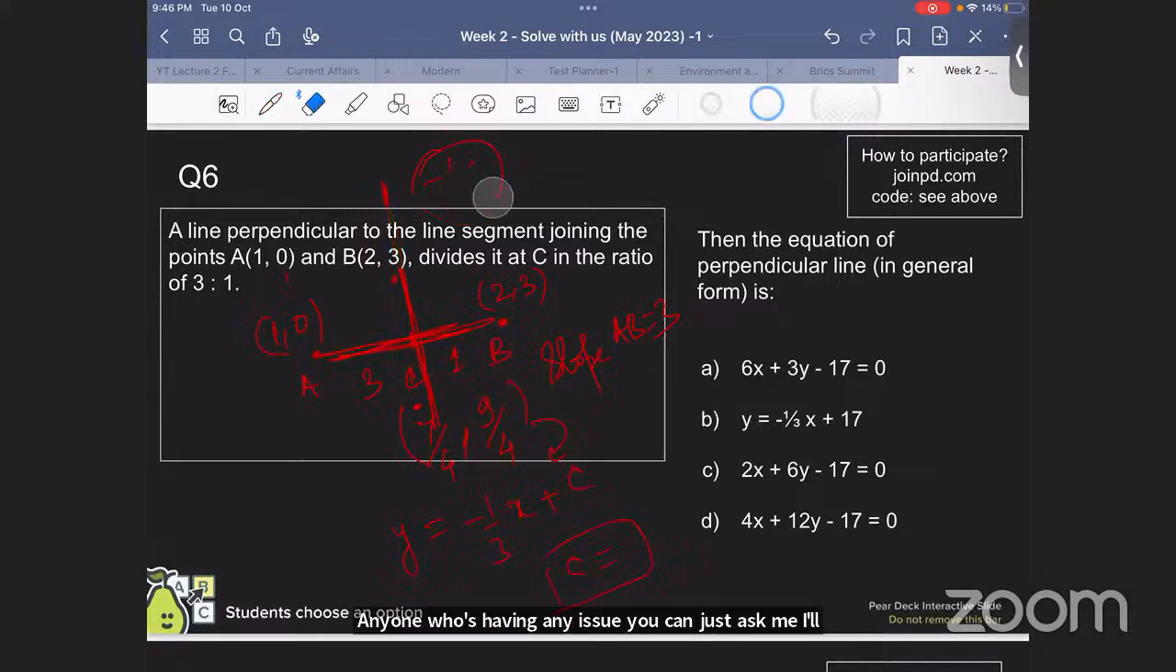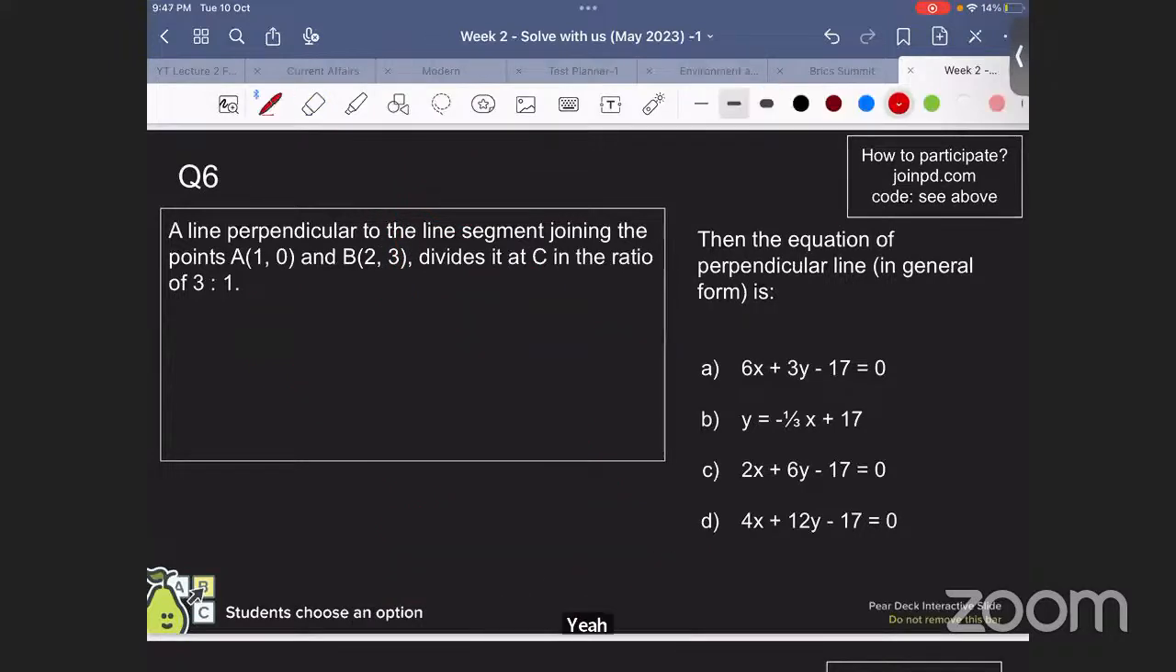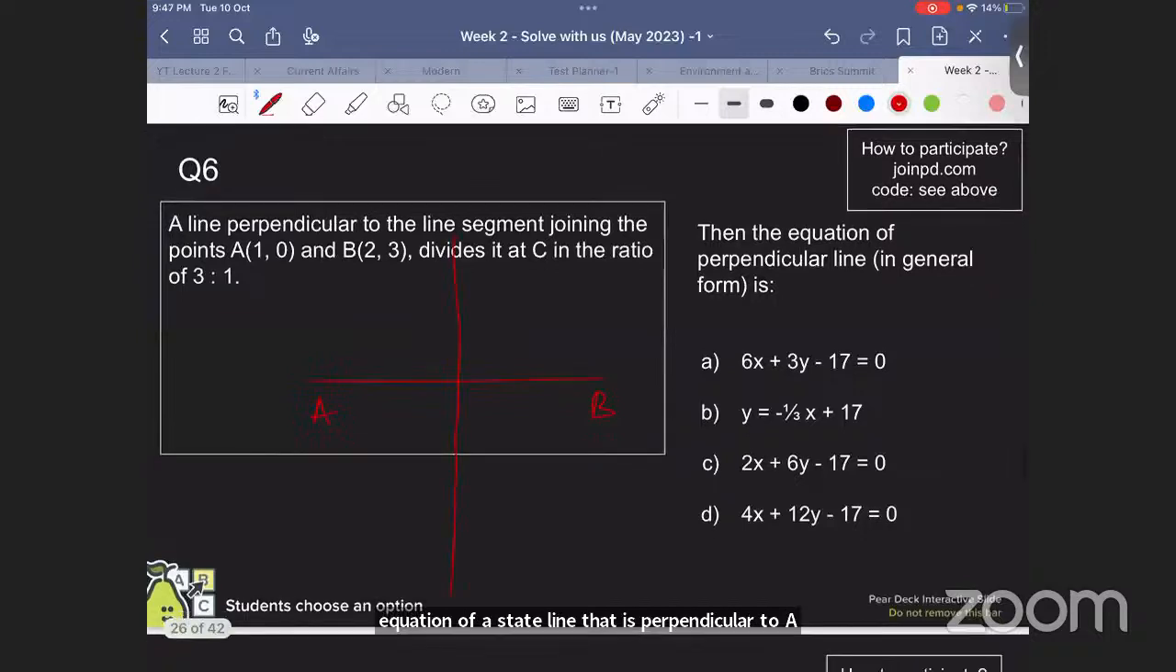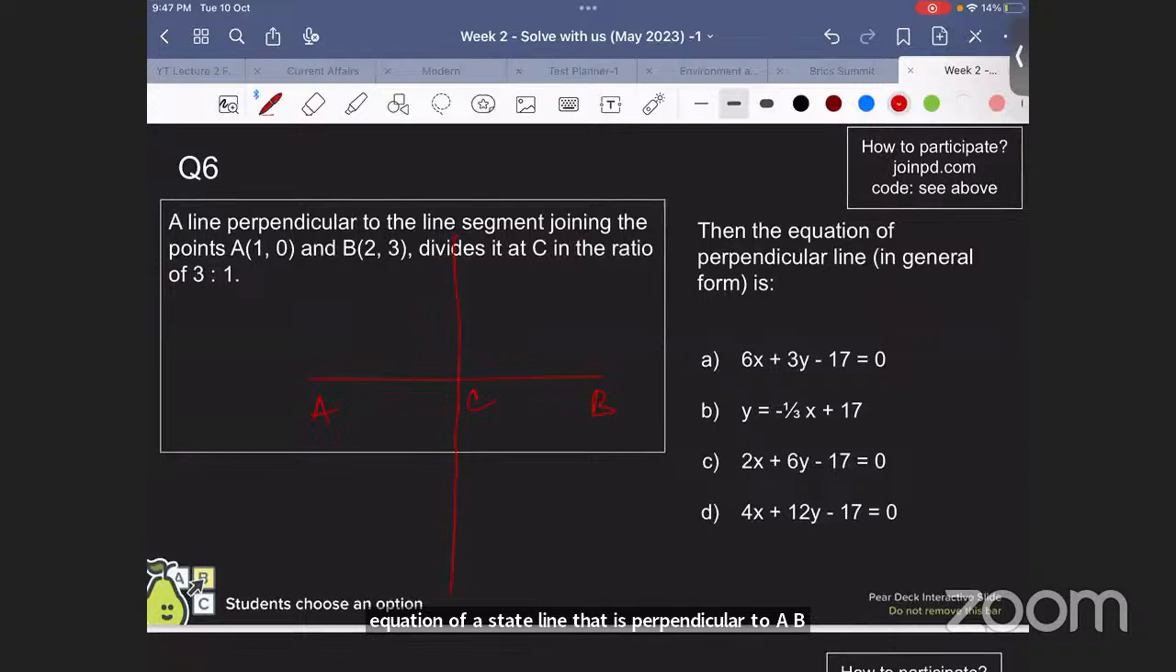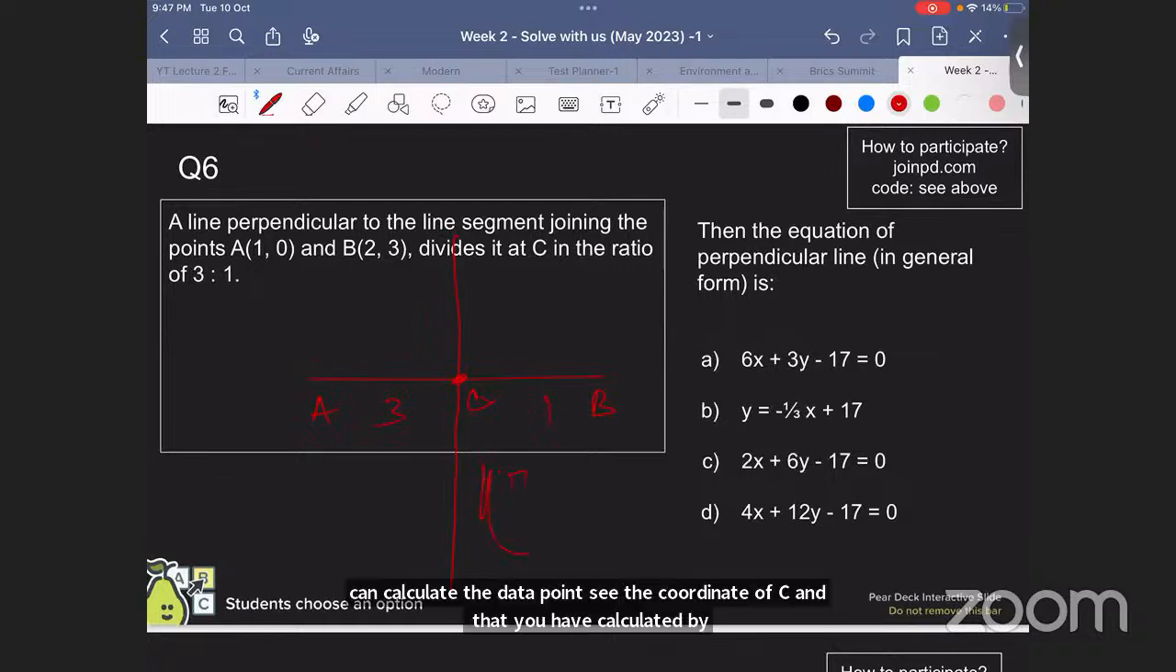Sir, how are we getting minus 1 by 3 as the slope? Okay, see, you have a straight line AB that has a slope. It's asking that you calculate the equation of a straight line that is perpendicular to AB and passes through C. And C divides the line segment AB in the ratio 3:1. From there you can calculate the coordinate of C, and that you have calculated by the section formula, 7 by 4, 9 by 4, right?